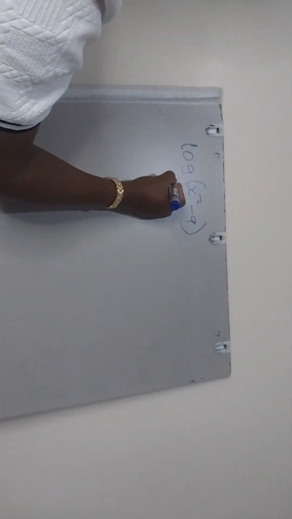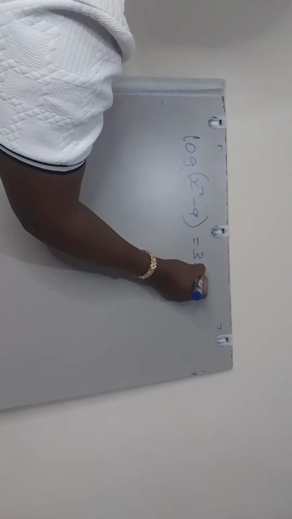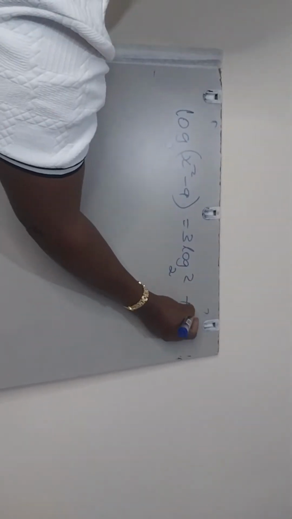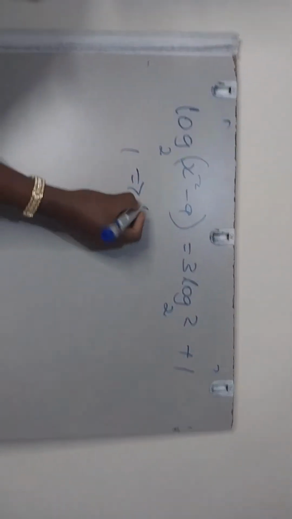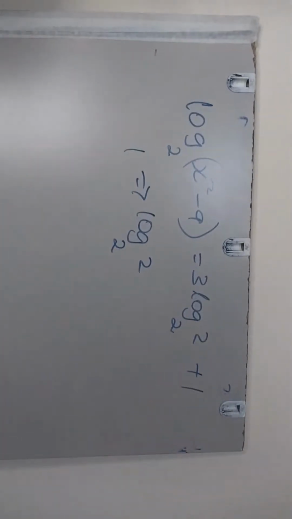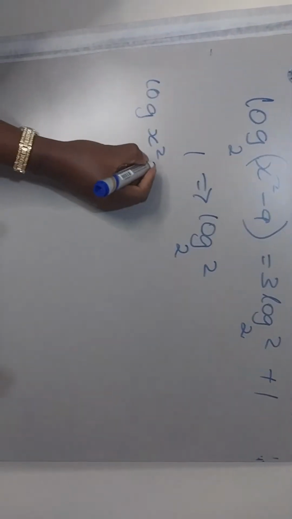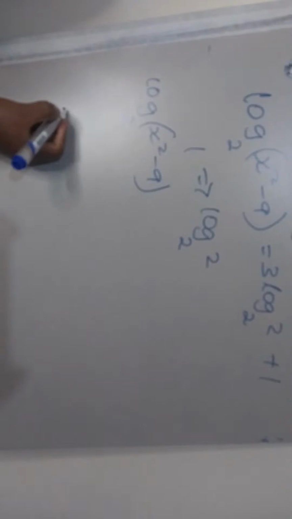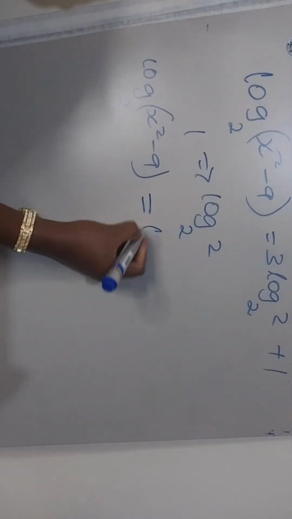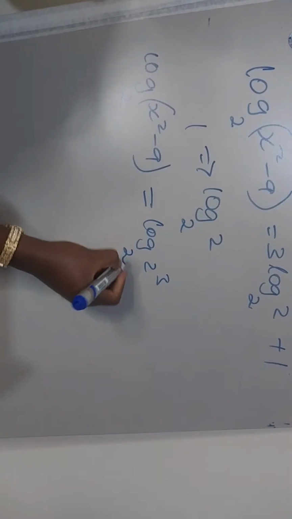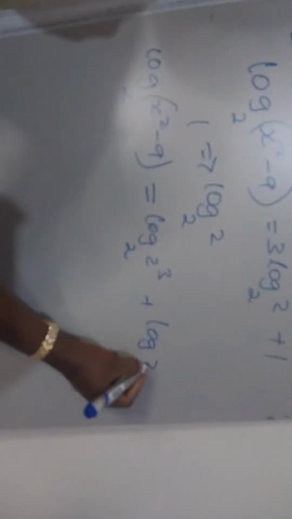Log of x squared minus 9 to base 2 is equal to 3 log 2 to base 2 plus 1. I said 1 will always pick the base. Which base do we have here? 2. So our 1 will change to be log 2 to base 2. Log of x squared minus 9 to the base 2 will now give us log 2 to power 3 to base 2 plus log 2 to base 2.